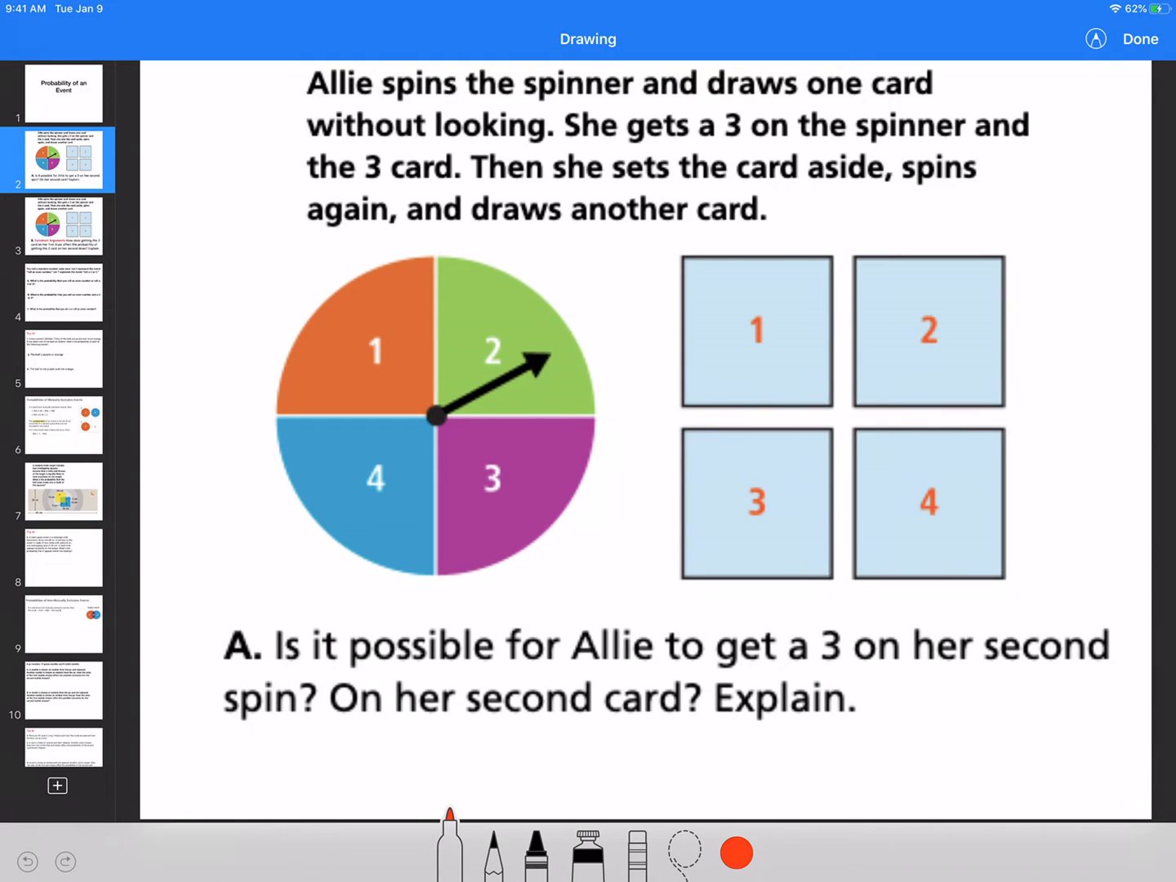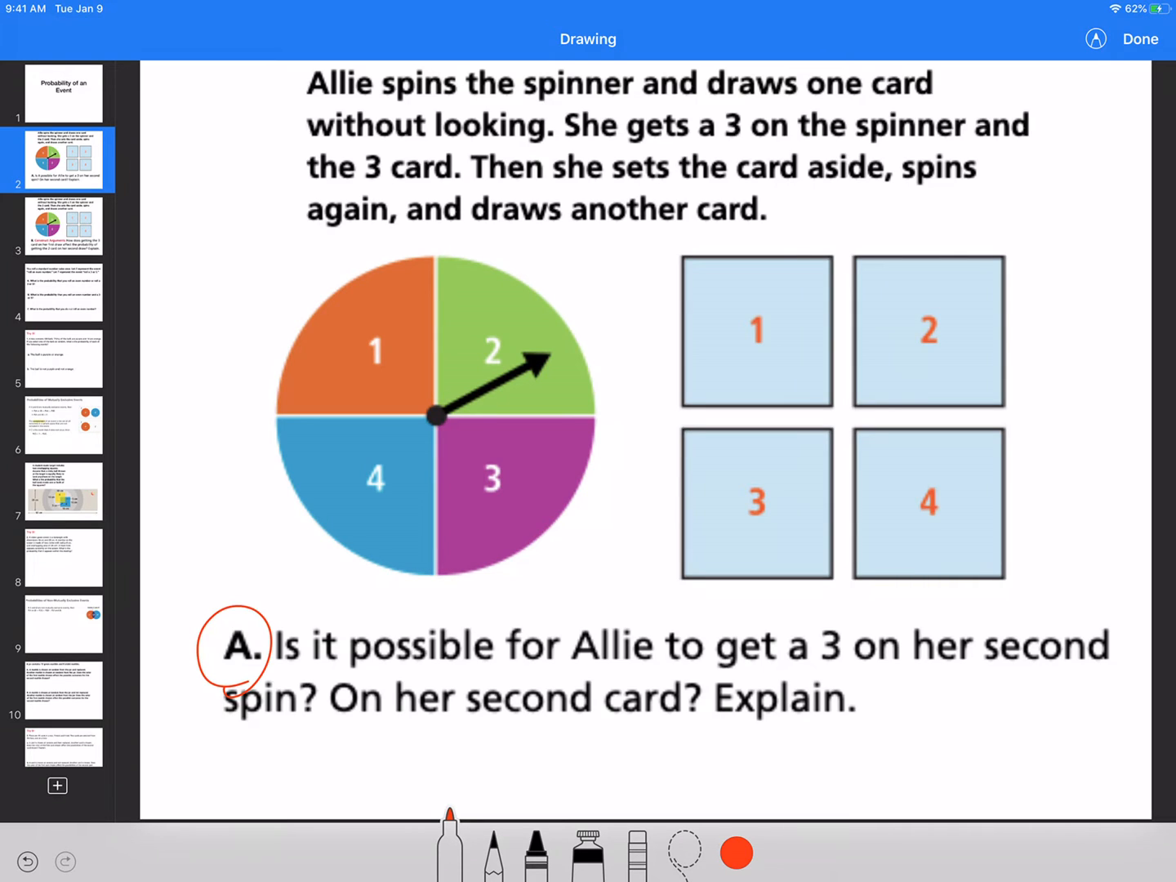So for today, I would like you to try looking at these two problems. Okay, Ellie spins the spinner, and draws one card without looking. She gets a 3 on the spinner and the 3 card. Then she sets the card aside, spins again, and draws another card. So the first question asks, is it possible for Ellie to get a 3 on her second spin, on her second card?